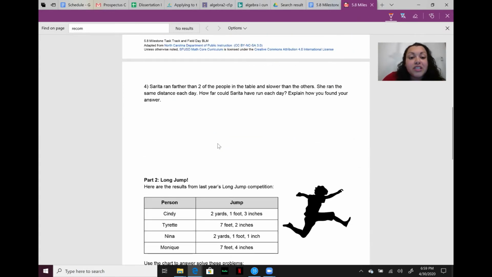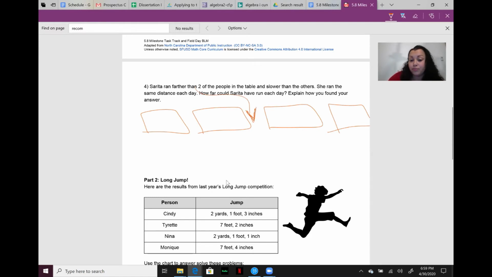Then it says, Sarita ran farther than 2 of the people in the table and shorter than the others. She ran the same distance each day. How far could Sarita have run each day? Once you have all your numbers for how long they ran, you're going to figure out Sarita ran farther than 2 of them and less than the others. So essentially, she would be right in the middle. Based on the numbers you find, you can answer this one.